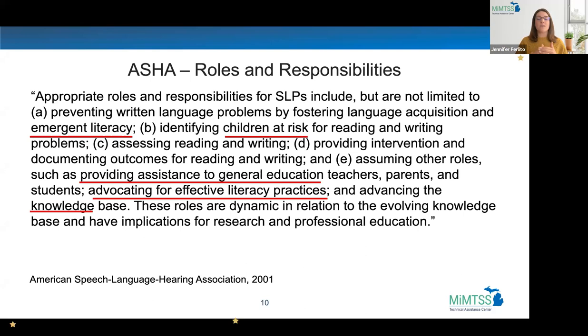So with regards to literacy, we have increased literacy knowledge. And as we increase our knowledge, we just have to capitalize on what we already know and connect it to those evidence-based practices. So ultimately we can advocate for those best practices.